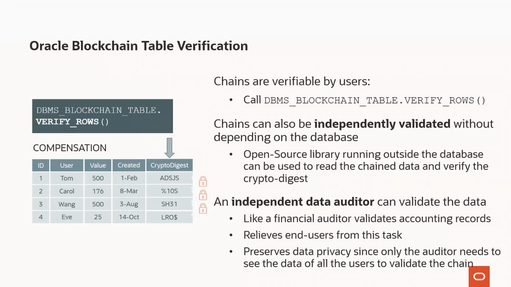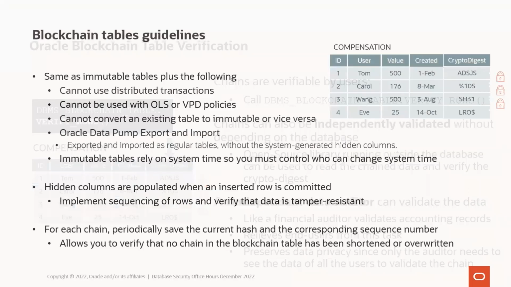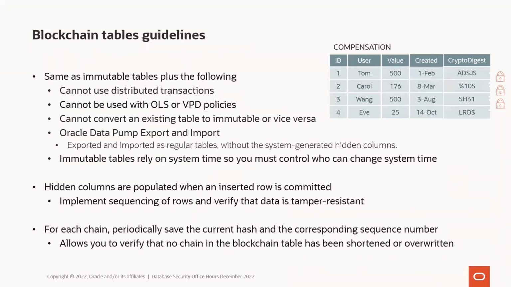So it's built on immutable tables, adding that crypto digest and relating it to the previous row. There is some use case there for blockchain tables, but again, maybe not every use case. There are some restrictions on that. Currently it can't be used with distributed transactions, label security, or VPD policies. You can't convert a table to immutable or blockchain or vice versa. And blockchain has some restrictions where it exports as a plain, regular table without those system-generated hidden columns.